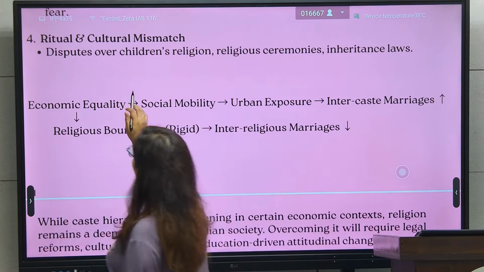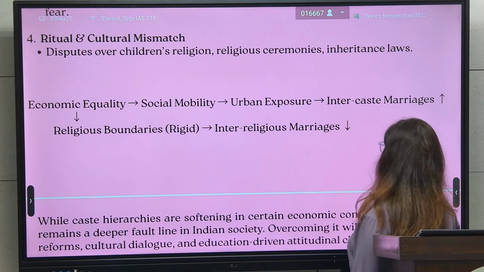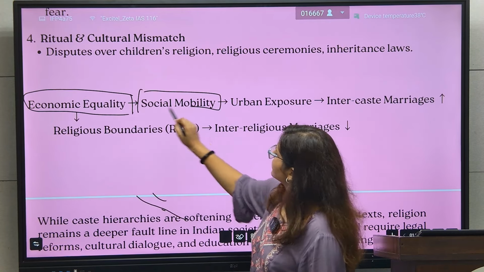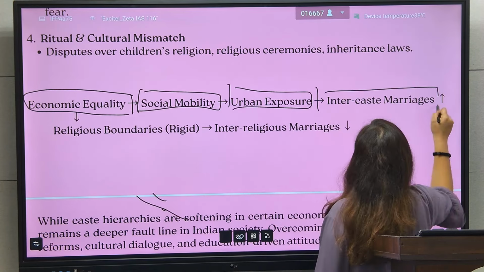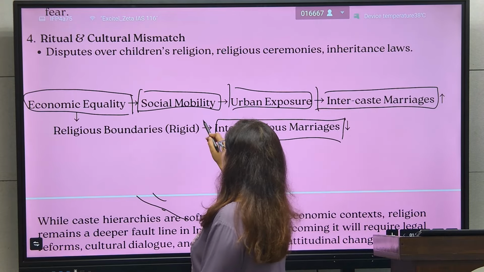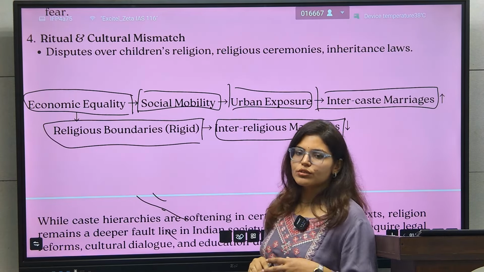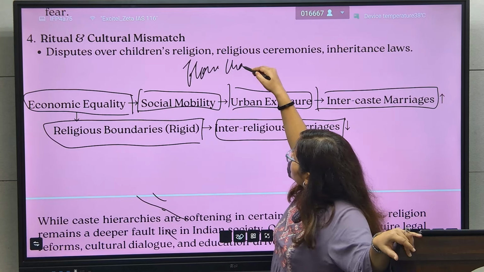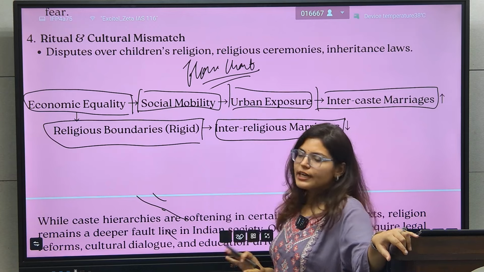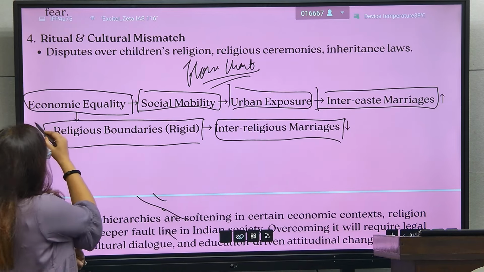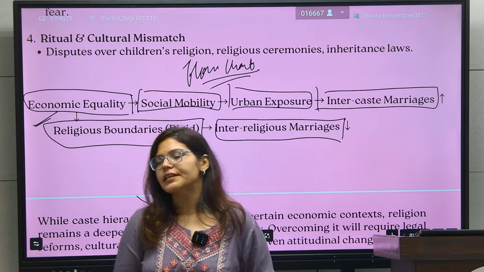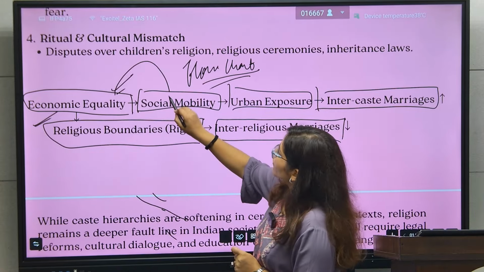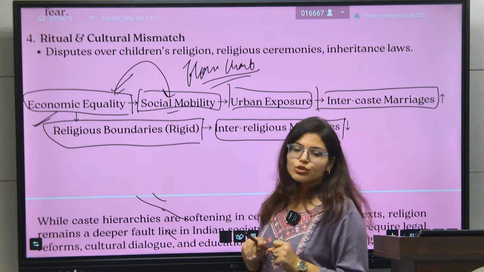So in this way, if you have space left, this is a 10 marker question, but if you have space left, then show this flow chart. This will make your answer more presentable, because we don't have a diagram on this question. So if you don't have a diagram, draw these flow charts. In the flow chart you have to explain that due to socio-economic parity, what happens: there is economic equality, and due to this economic equality there is social mobility.